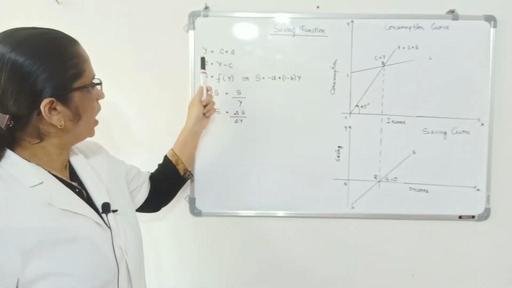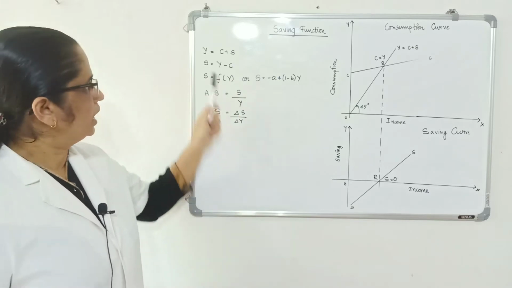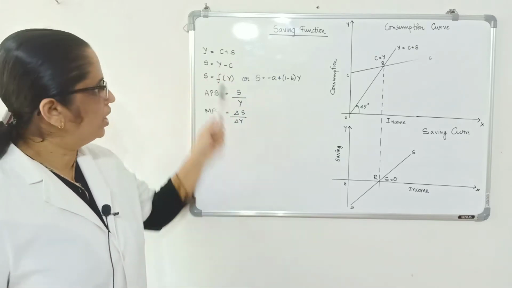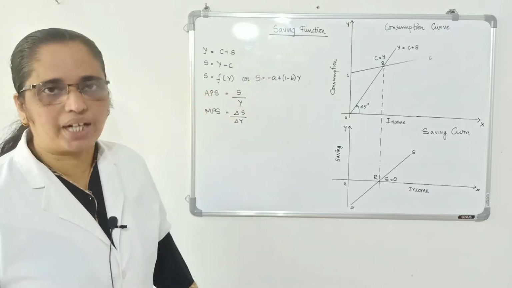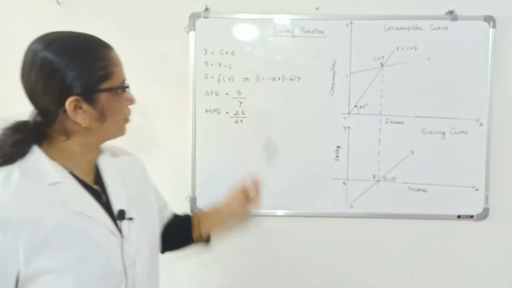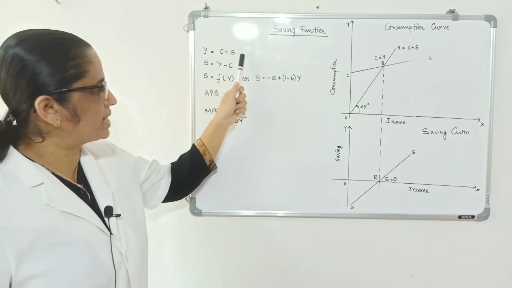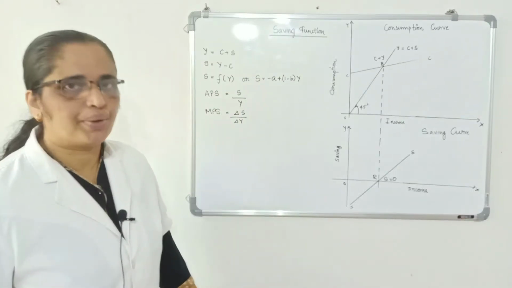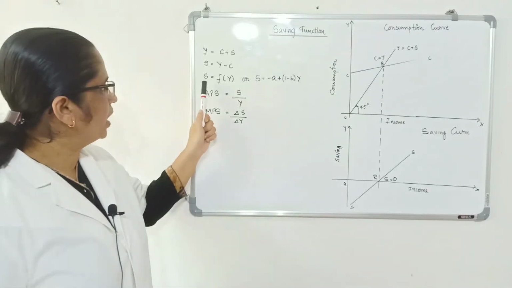As you know, aggregate income is either consumed or saved. That is, Y is equal to C plus S. Here, Y stands for aggregate income, C stands for aggregate consumption, S stands for aggregate saving. Since Y is equal to C plus S, S is equal to Y minus C. Or you can write C is equal to Y minus S.